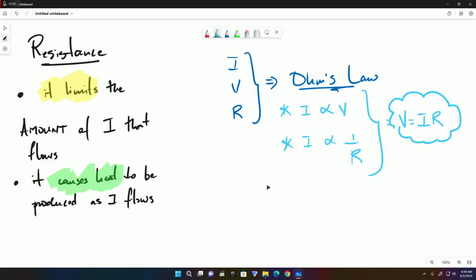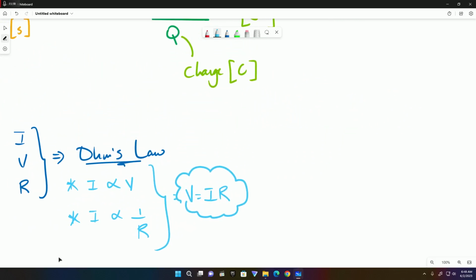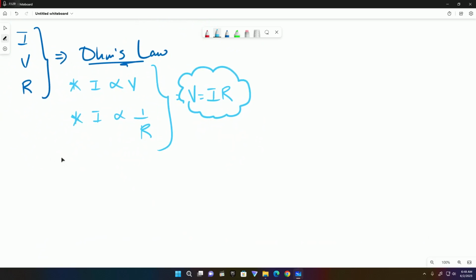Now, before I go to any device, I should say there is a condition for Ohm's law. The condition under which Ohm's law actually works is at constant temperature. Temperature can affect the amount of current that flows in the circuit, and as a result you can only say Ohm's law applies at a fixed and constant temperature.